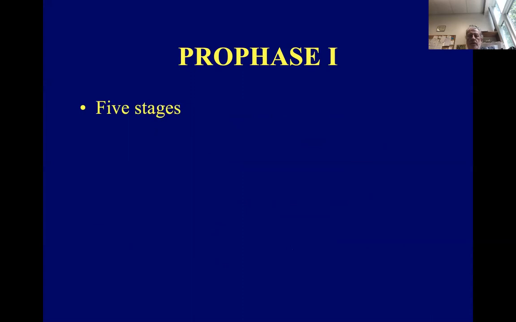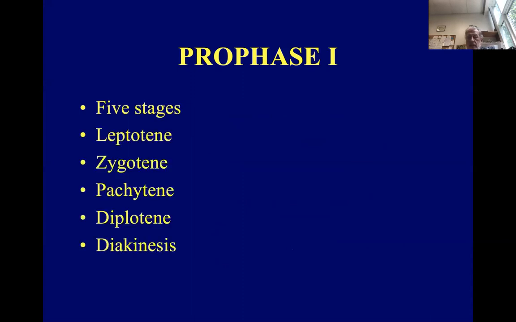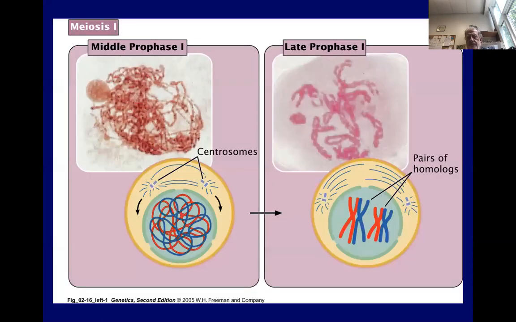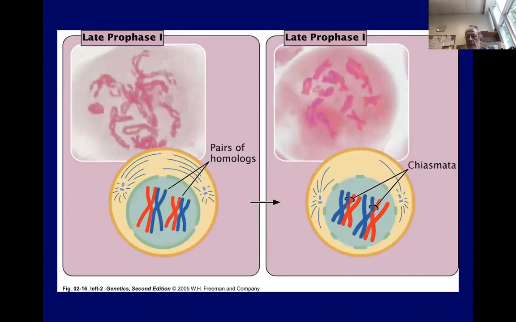So prophase 1 has been broken down into 5 stages known as leptotene, zygotene, pachytene, diplotene, and diakinesis. Sometimes the suffix "-nema" is used instead of "-tene." So I've seen leptonema, zygonema, etc. It means the same thing. And here are pictures of cells and what's going on in the nuclei during middle and late prophase 1, and again, late prophase 1.